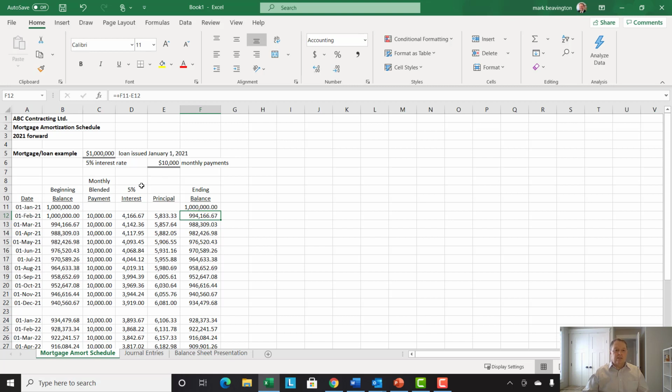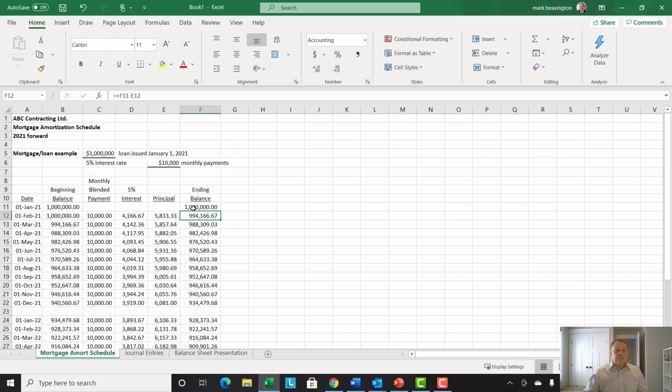So again, let's have a look at this particular loan. It's a $1 million loan issued January 1st, 2021. It has a 5% interest rate, and we're going to make $10,000 monthly blended payments. So our first payment is February the 1st, and the opening balance is $1 million for that loan. We're going to pay $10,000 of combined interest and principal. And there's the amount of interest that you'd have for the first month, the $4,166.67. The principal payment is $5,833.33. The total together of those two amounts is the same $10,000.